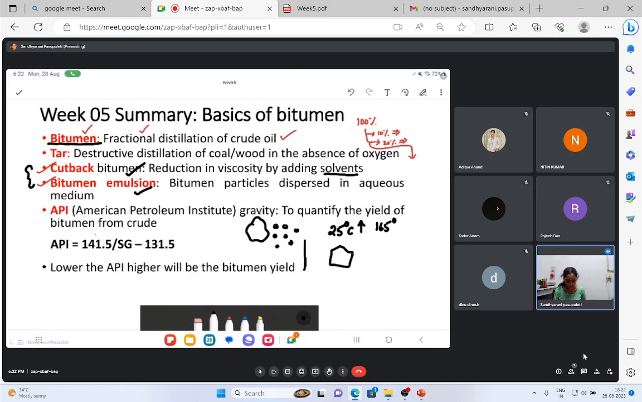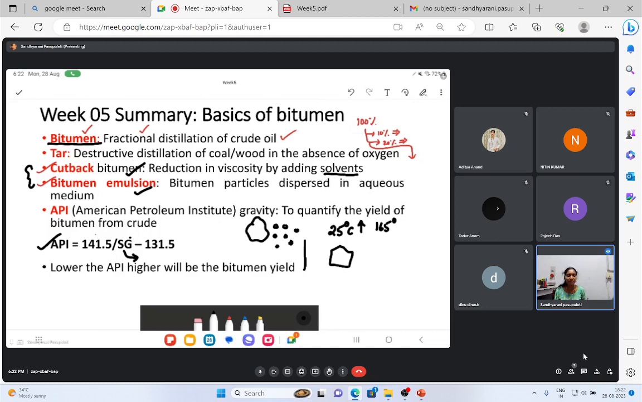Let us say I have produced this bitumen from the crude oil. How do I know, if I have multiple sources of crude oil, to which crude oil source I should go so that I can get the maximum amount of bitumen? It depends upon the API gravity, which is nothing but the American Petroleum Institute gravity. If we see this formula, it includes the specific gravity. So if the crude has a high specific gravity, the API value will be low.